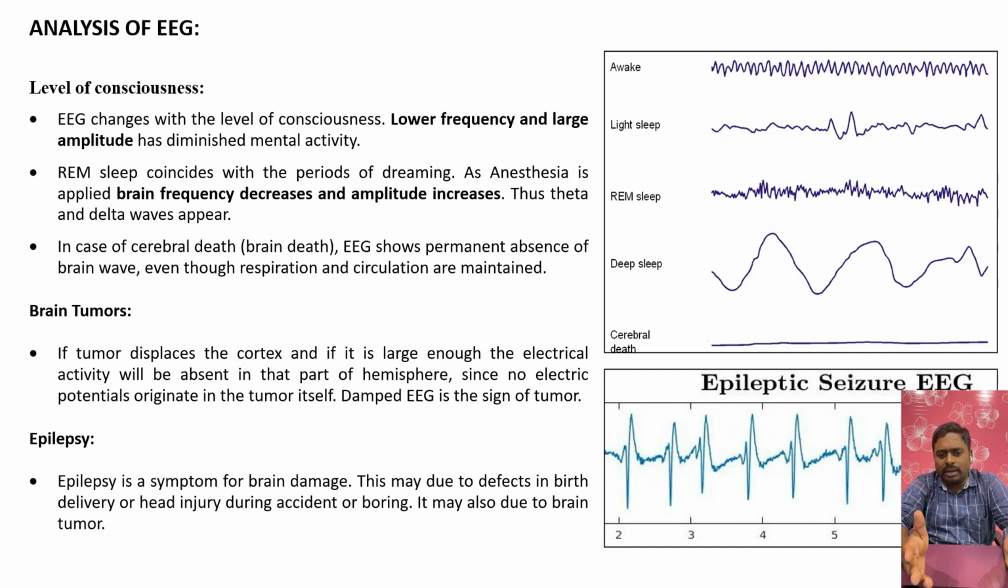This may be due to defects in birth, delivery, head injury, or an accident. It may also be due to a brain tumor, where seizures may happen. This is the epileptic seizure EEG wave.